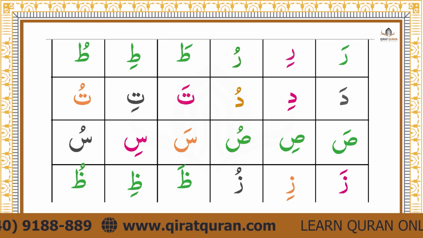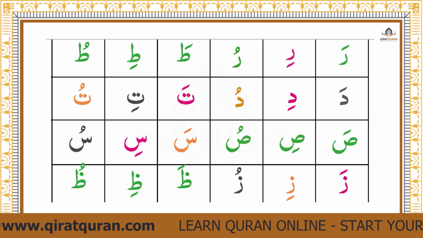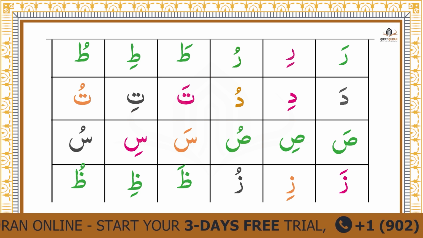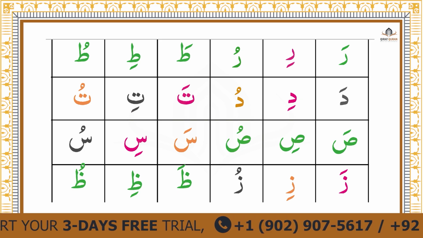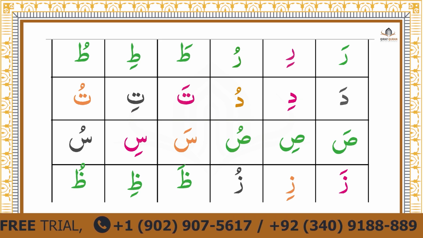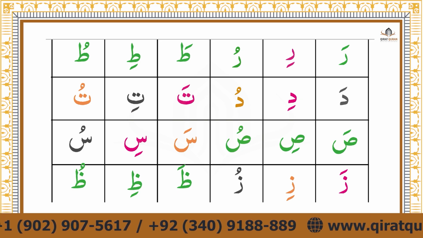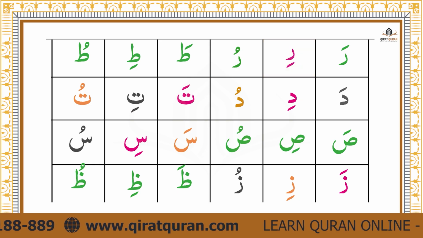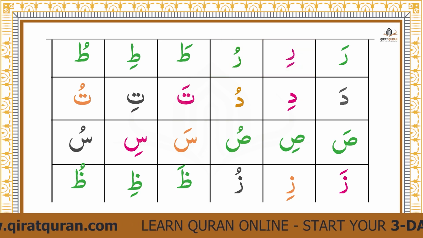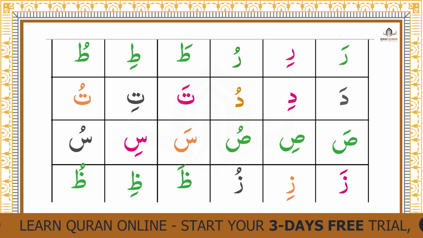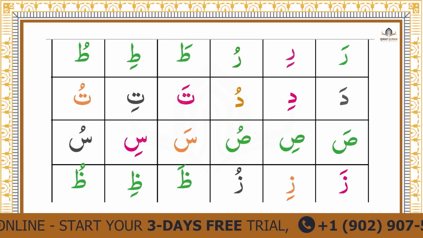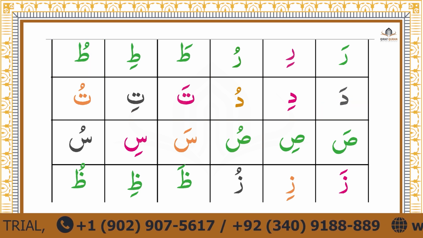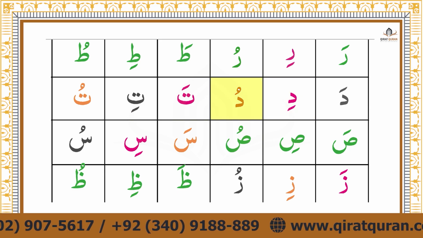So now we've completed these 8 letters, and we read these 8 letters with Fatha, with Kasra and with Dhamma, and we read the sounds also. Now I'm reading just the sounds again, so you have to read with me. Ra, Ri, Ru, Ta, Ti, Tu, Da, Di, Du.